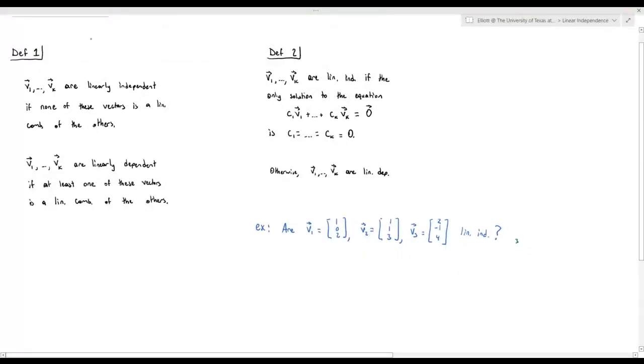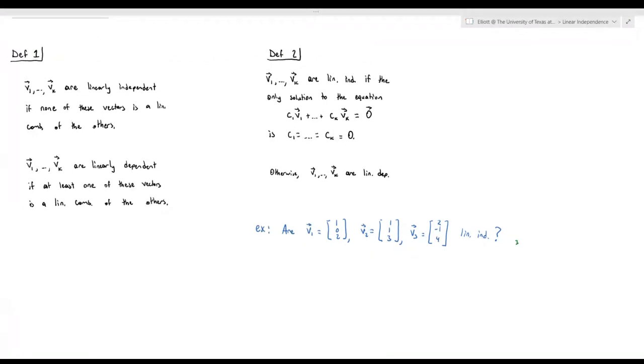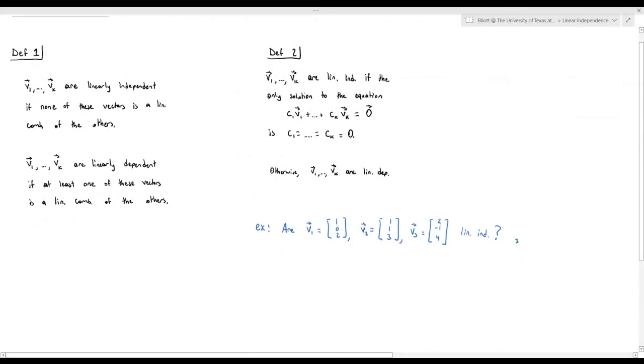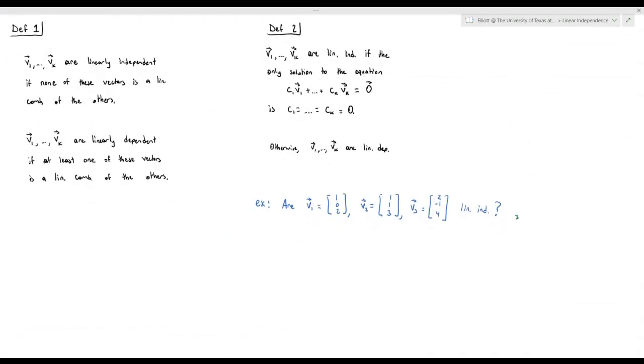Real quickly, I will note, these definitions look different, but they are equivalent to each other, meaning if a set of vectors is linearly independent according to definition 1, it will also be linearly independent according to definition 2, and vice versa, okay? Okay, so let's see how to use that specific formulation of the definition to solve this example.